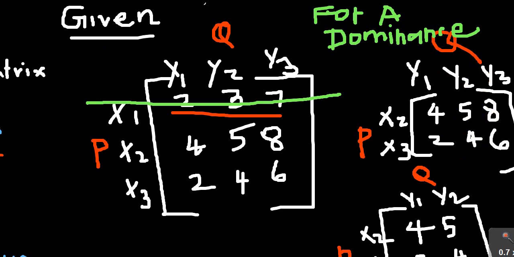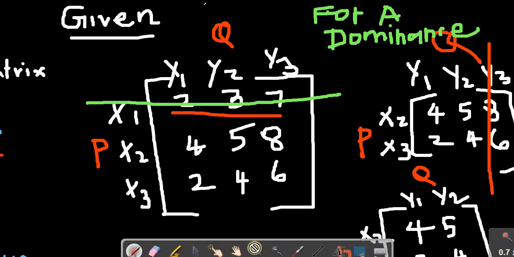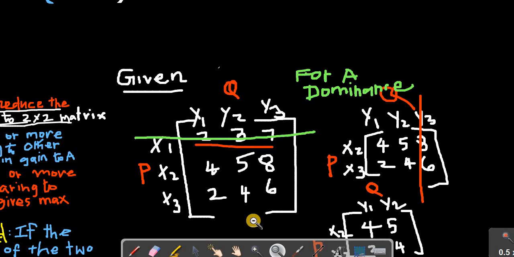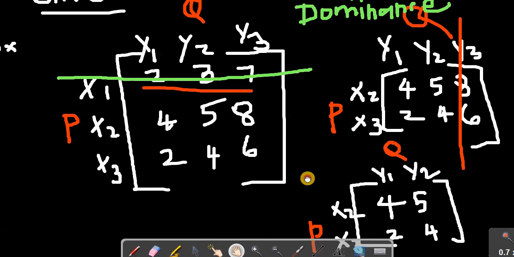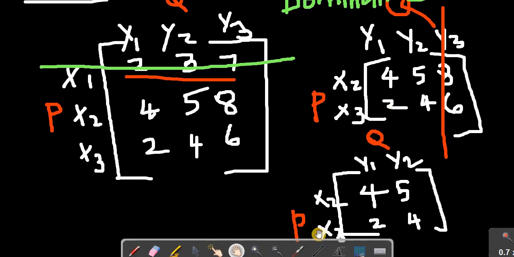So now what he does, he is not playing this particular strategy, the last strategy. So without playing the last strategy, he is moving further. As we move further, we get this particular matrix. He is striking out, and P is playing with the strategies X2, X3, and Q is playing with the strategies Y1 and Y2.